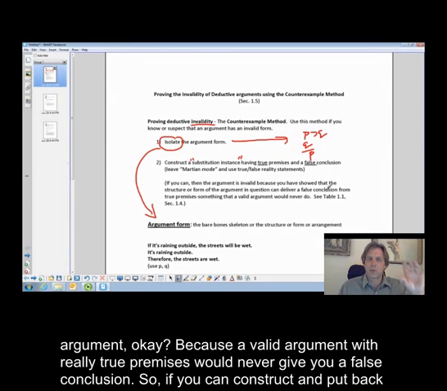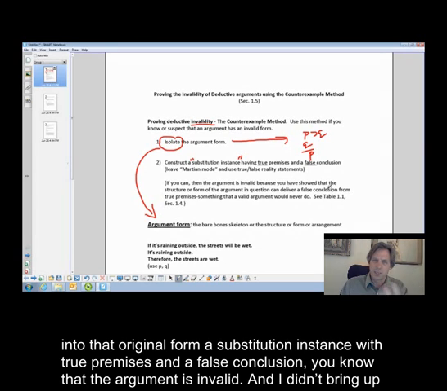Because a valid argument with really true premises will never give you a false conclusion. So if you can construct and put back into that original form a substitution instance with true premises and a false conclusion, you know that the argument is invalid.